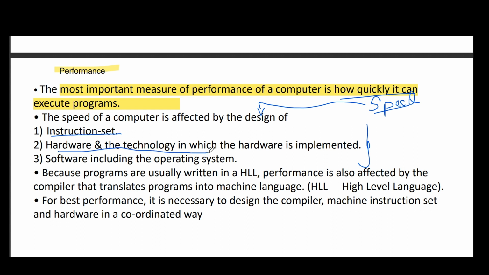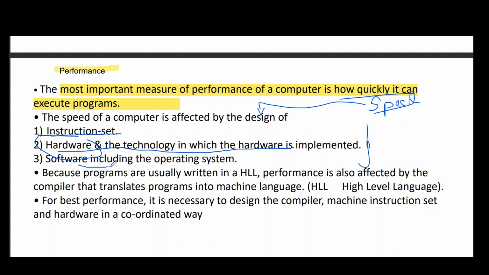Similarly, the hardware and the technology with which the hardware is implemented. If the hardware can execute a complicated instruction, then the speed of the computer will be more, and our work gets done within a short period of time, right? So how the hardware is manufactured, and the technology used to manufacture the hardware, will also affect the speed of the computer.